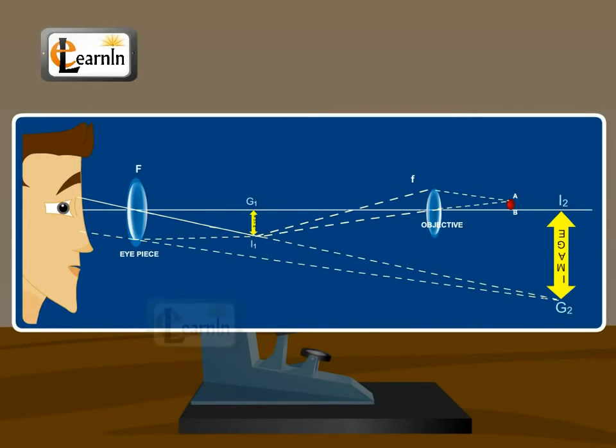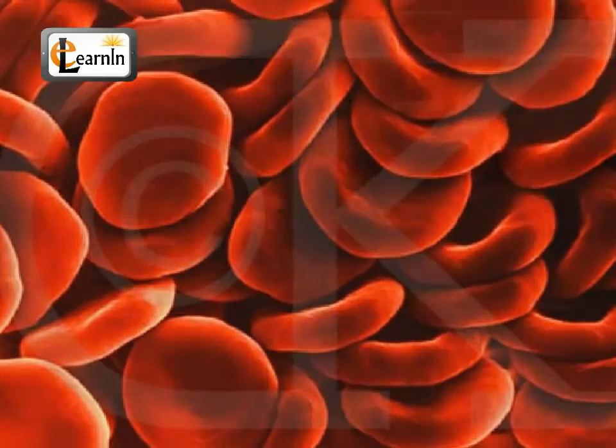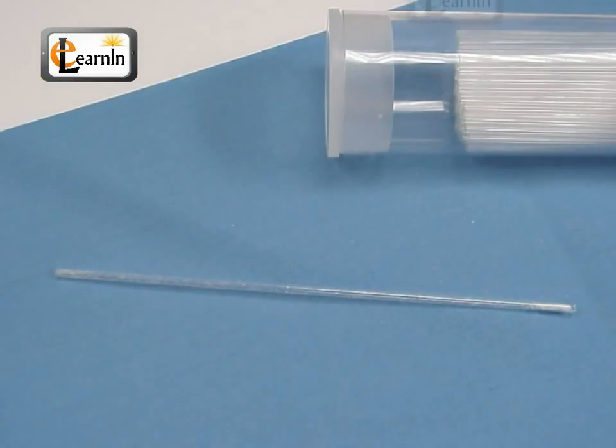Seeing an inverted image is not a disadvantage, as the microscope is used to observe very small objects such as bacteria, blood cells, to measure the diameter of a capillary or cross-section of a thin wire, etc.